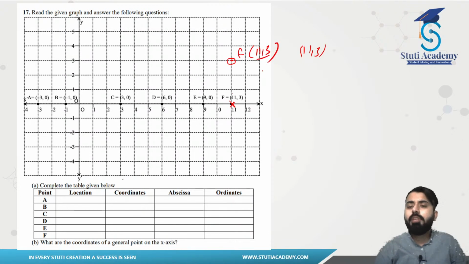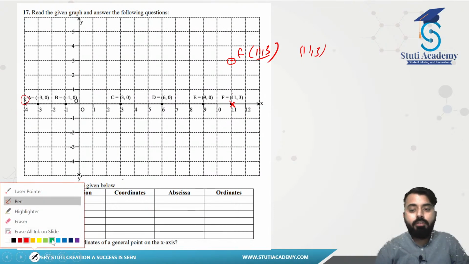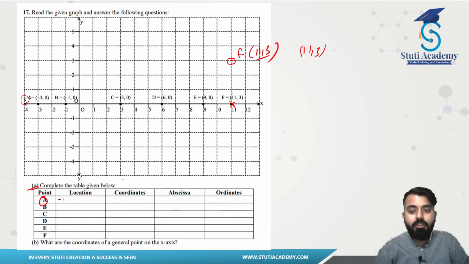Now we have to study them and complete this whole table. You see, where is point A? We have to write its location. It is on our x-axis, and specifically on our negative x-axis. So its location is the negative x-axis. Then what are the coordinates of this one? You can see it is (-3, 0). You just have to study the graph and answer the questions. These are quite easy. You can easily do them on your own too.